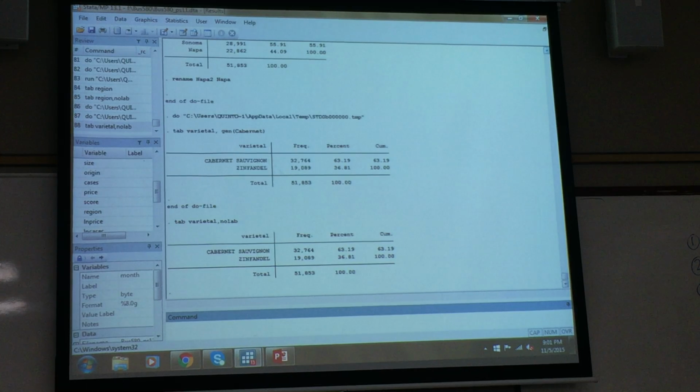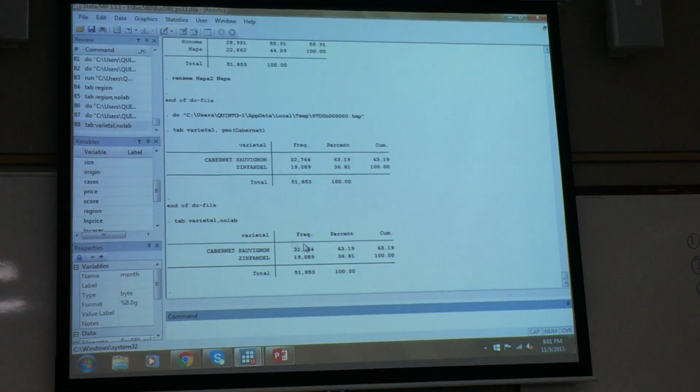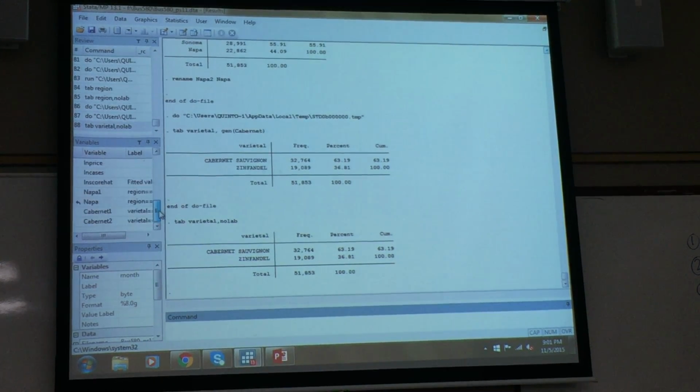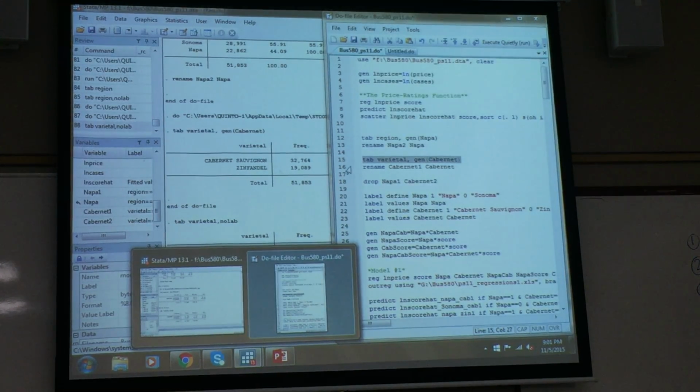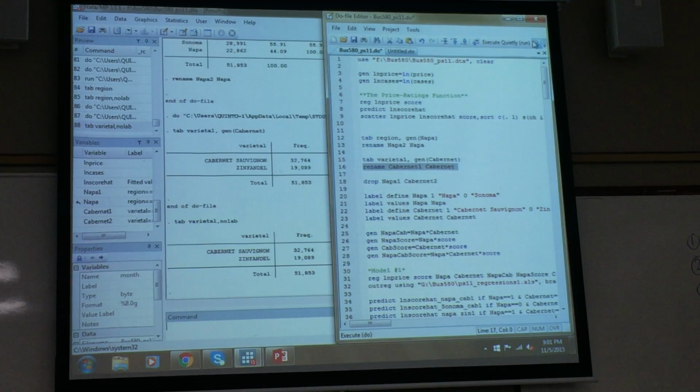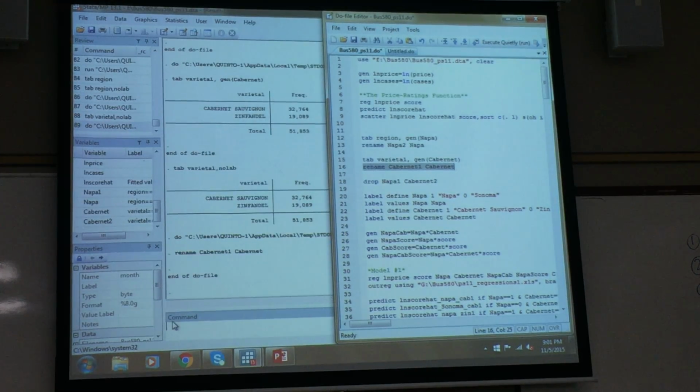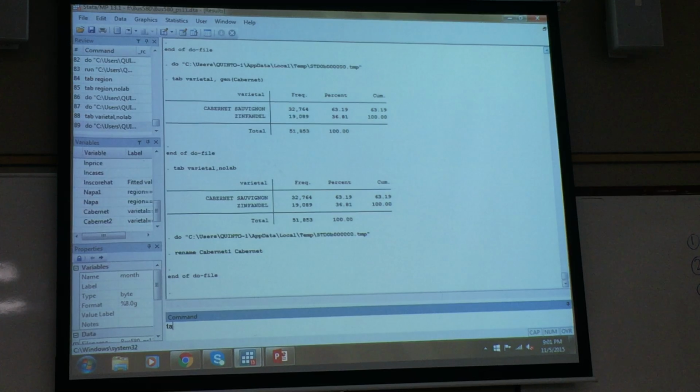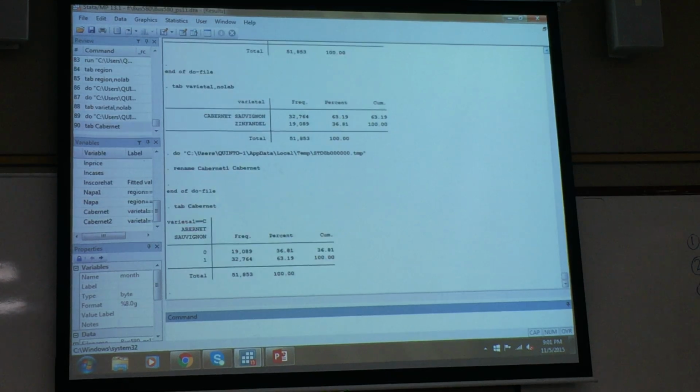Those aren't dummies, those are words. So we've got to generate dummies for those. For cabins and, for one, yeah. So we just called it cab. We tab cab. It's 1 if it's cab, 0 if it's, in this case, not, which is Zin.